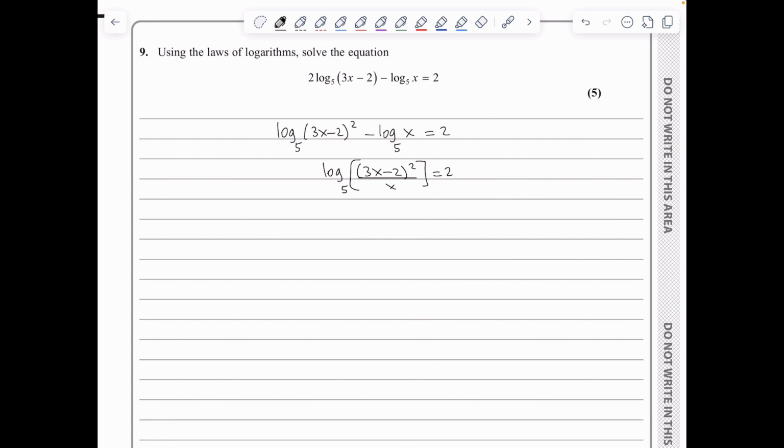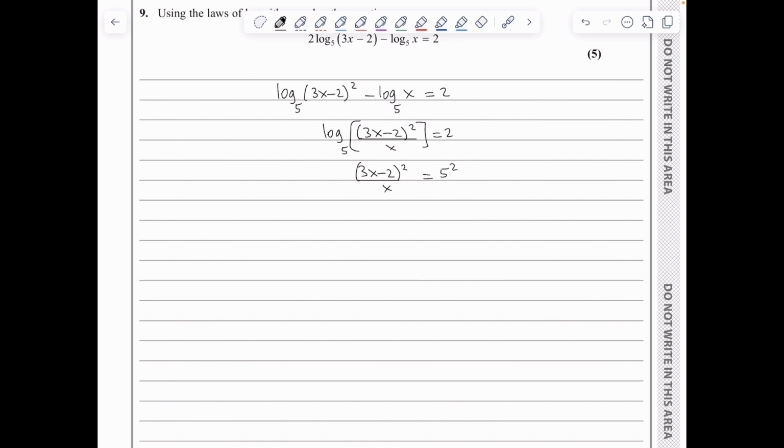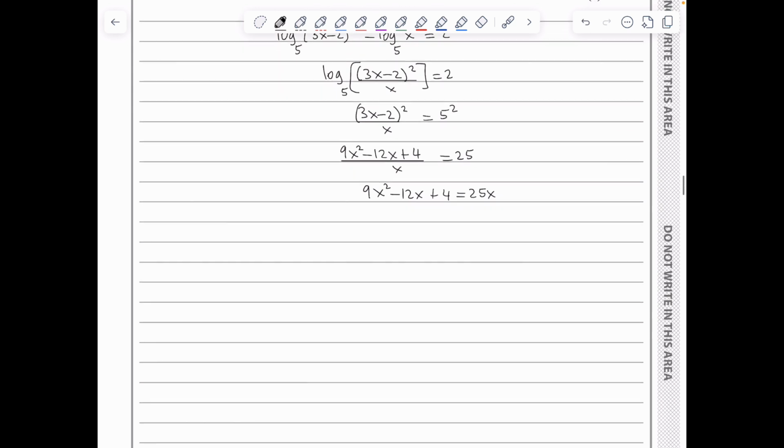And then I will open up the log by saying that (3x minus 2) squared over x is equal to 5 to the power of 2. So I will expand the left-hand side. We've got 9x squared minus 12x plus 4 over x being equal to 25, leading to 9x squared minus 12x plus 4 being equal to 25x. I will collect everything on the left-hand side, leading to 9x squared minus 37x plus 4 is equal to 0.